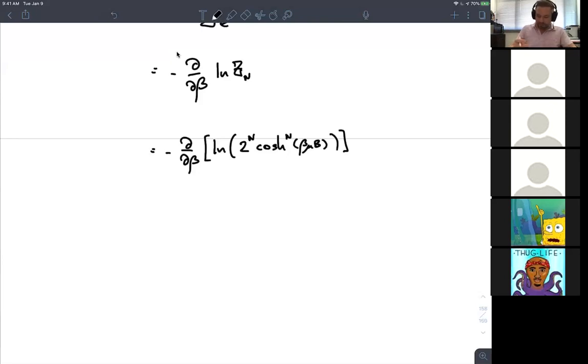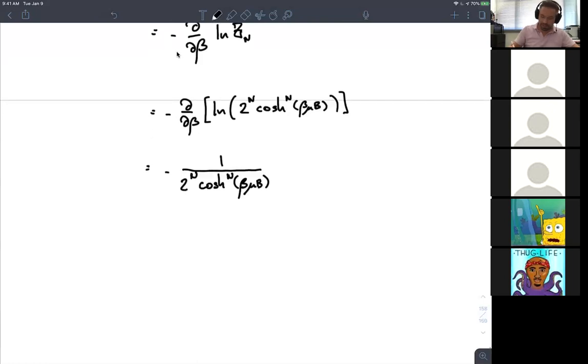Now we take the derivative of this logarithm with respect to beta. Chain rule out the wazoo, right, my friends? The first thing you do when you take the derivative of a logarithm is you get 1 over the argument of the logarithm. So the first thing you get is 1 over 2 to the n cosh to the n beta mu B. Then, again, I'm not going to get too fancy. I'm going to write exactly what is in my notes.